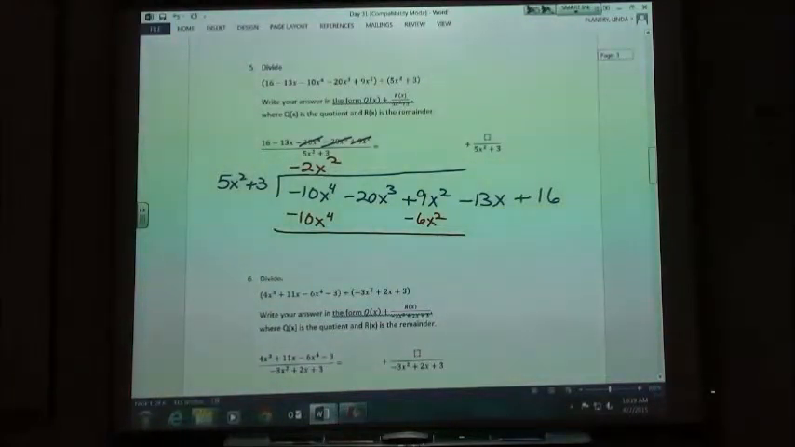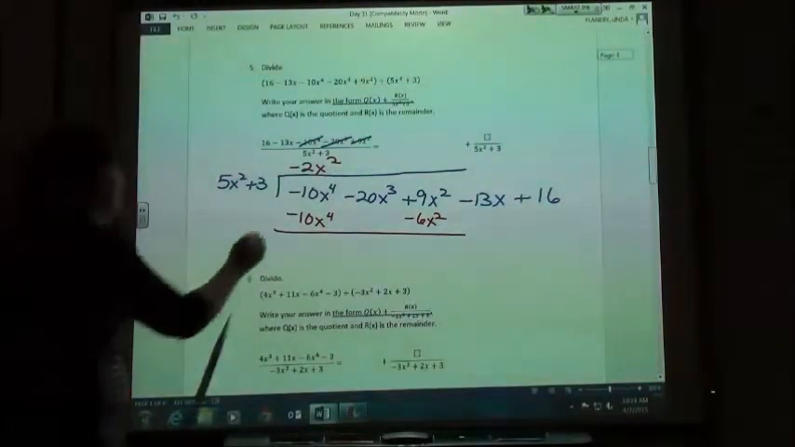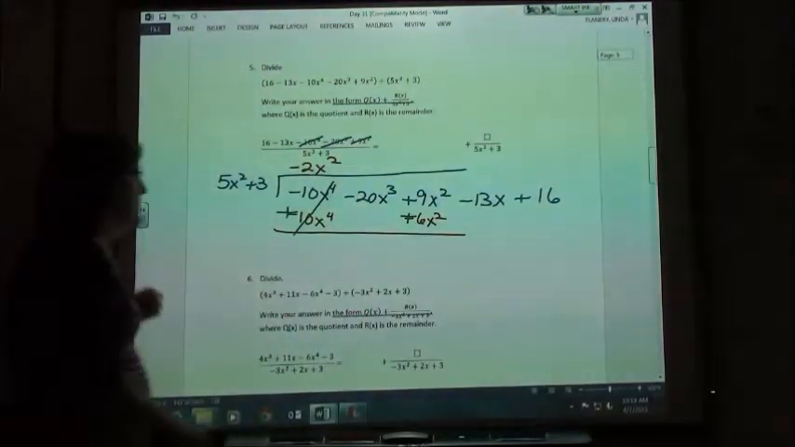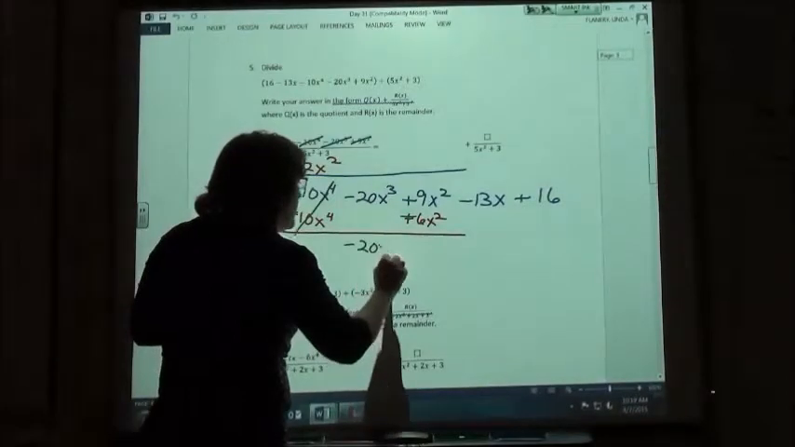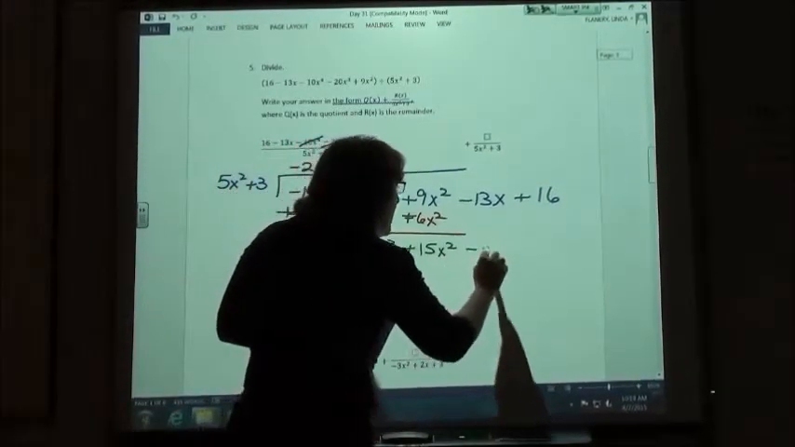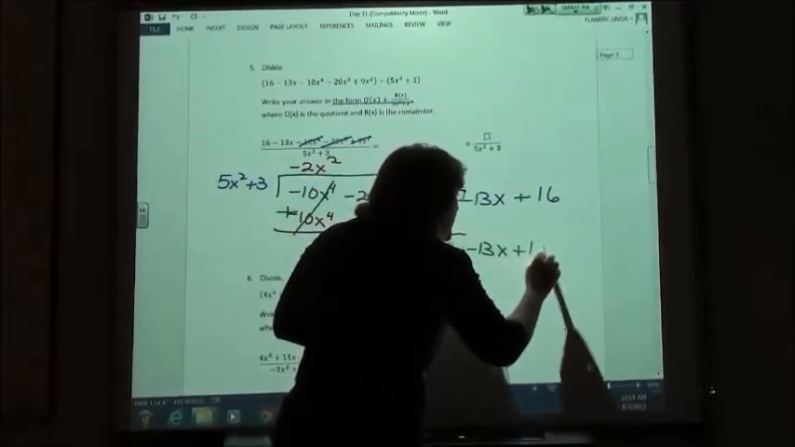Okay, so now we got to change our signs. Plus and a plus, and cancel that out. So we're going to have minus 20x to the third, positive 15x to the second, minus 13x, and plus 16, right?